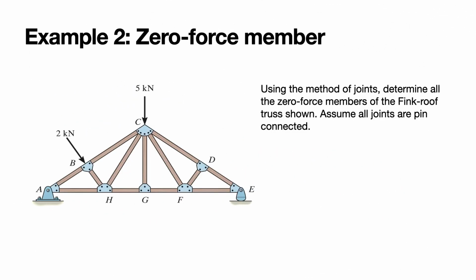From the explanations given earlier, I believe you can proceed with this particular example on your own. If you try to do this on your own, you should identify the zero force members to be member GC, member FC and also member FD. So all the best.